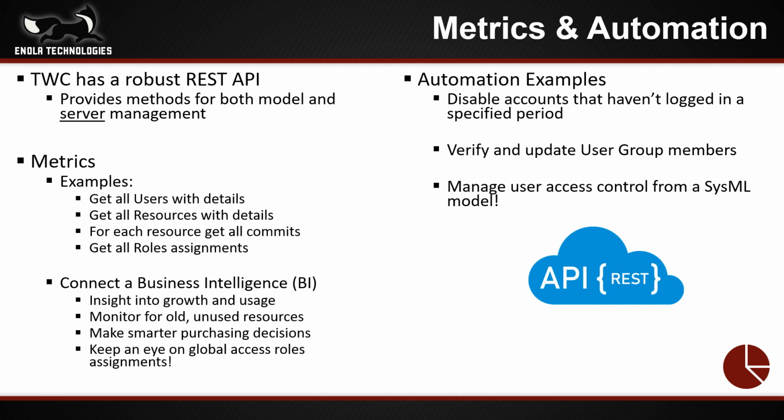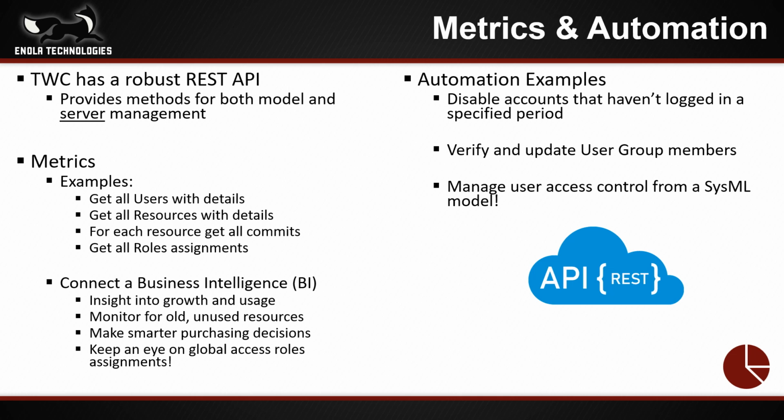In a similar vein, verify and update user group members. I've done this from the very beginning because I like using that all Teamwork Cloud user group, but it's easy to accidentally forget to add a new user to it. So typically weekly, when I would update my Teamwork Cloud metrics, I would run something that would go find all the users and make sure that they were in the all Teamwork Cloud user group. And if they weren't, it would automatically add them through a REST API call.